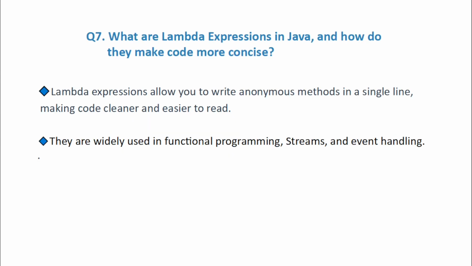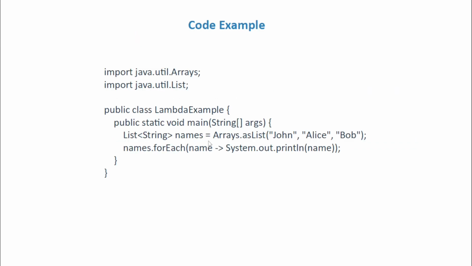Now let's look at lambda expressions. Lambdas make Java code shorter and easier to read, especially when working with functional interfaces. Before Java 8, writing an anonymous class for a simple task was very messy. And with lambdas, you just write the logic in one line. In our example, we create a list of names and use forEach to iterate over each name. Here, this is a lambda expression. It takes a parameter name and prints it. This is very useful when working with streams, collections and event listeners. It makes your code more declarative and functional. So lambdas are a modern way to write cleaner and more expressive code in Java.